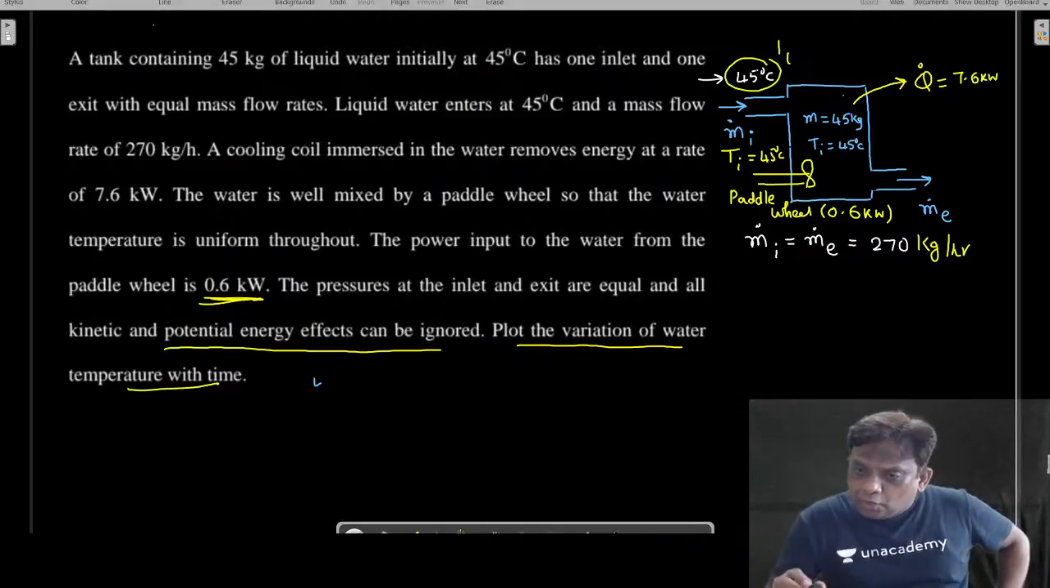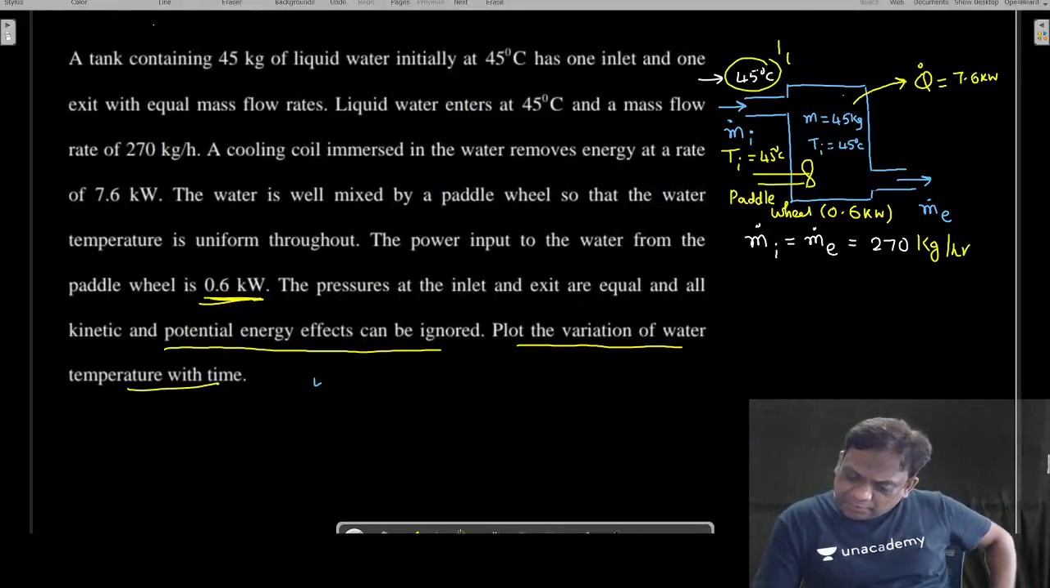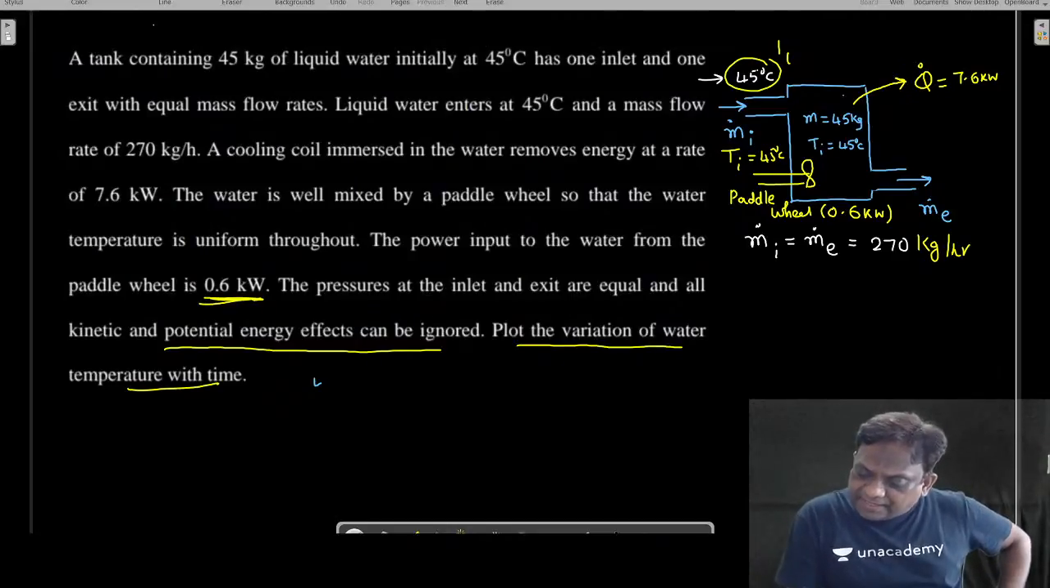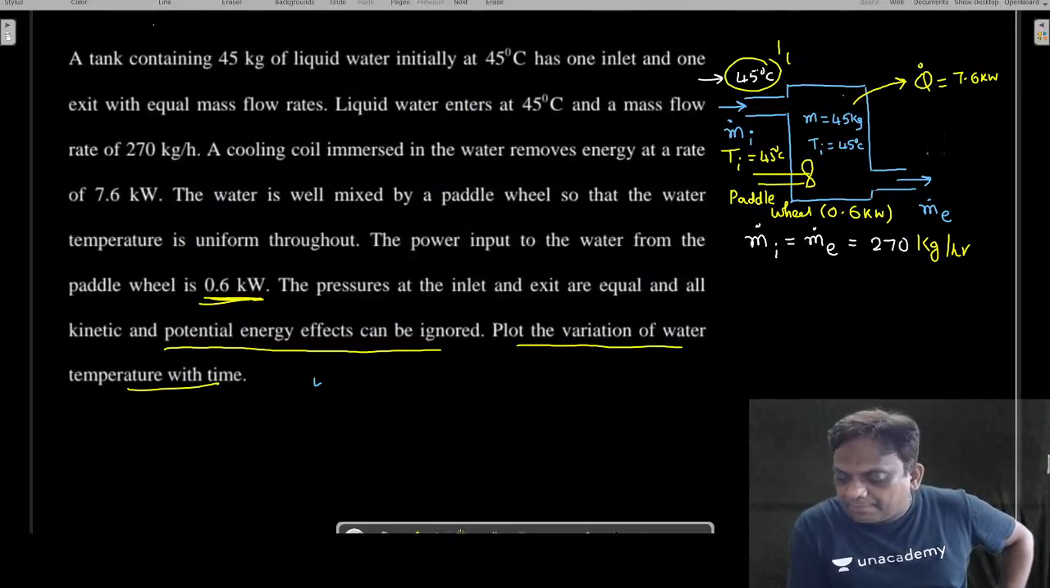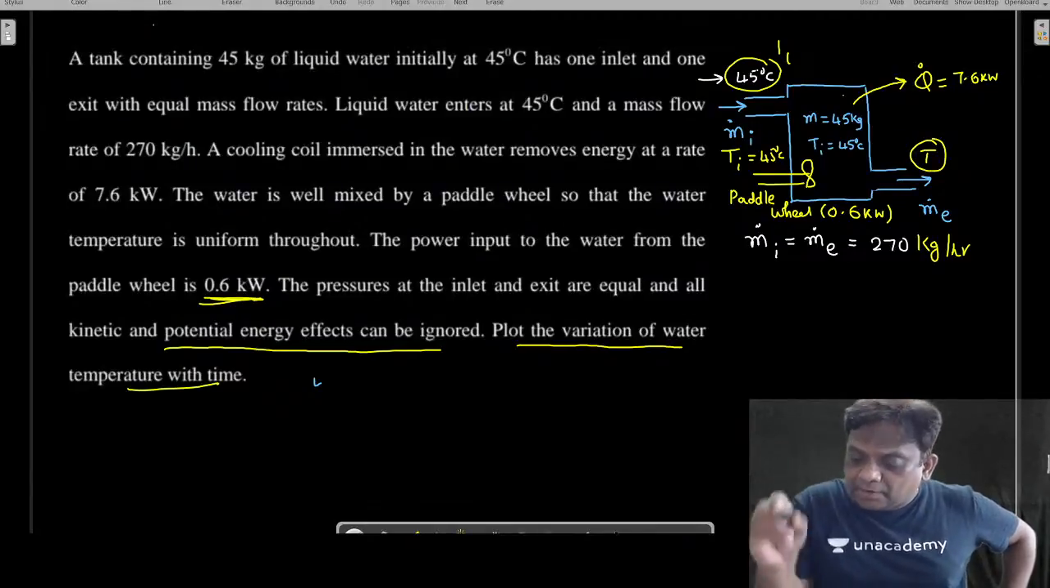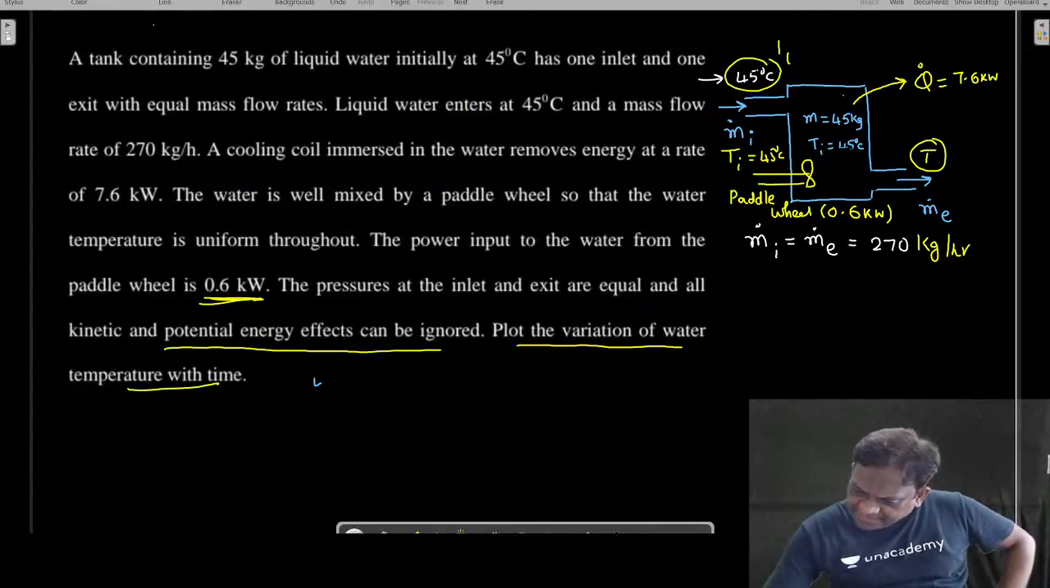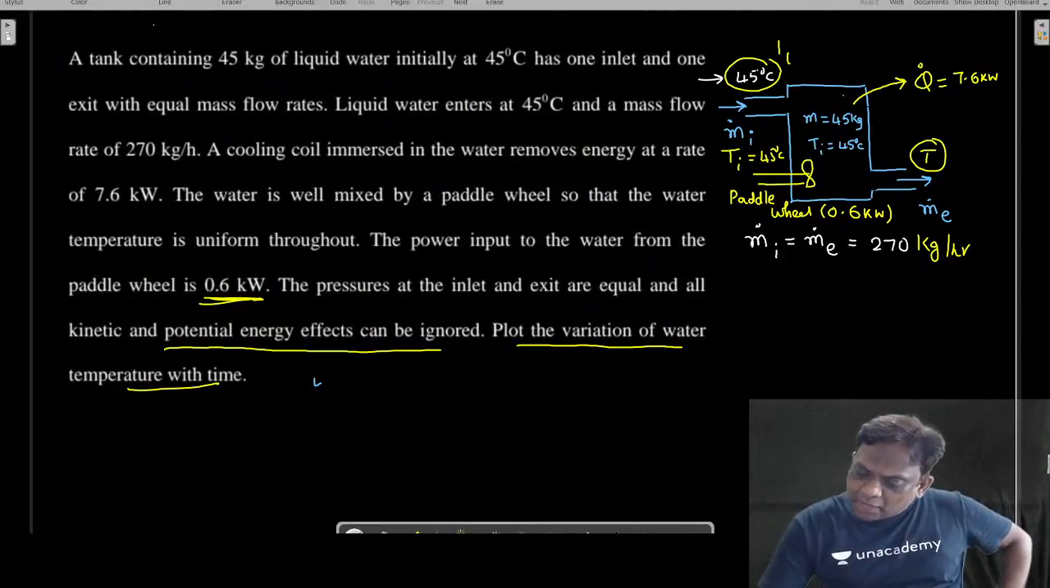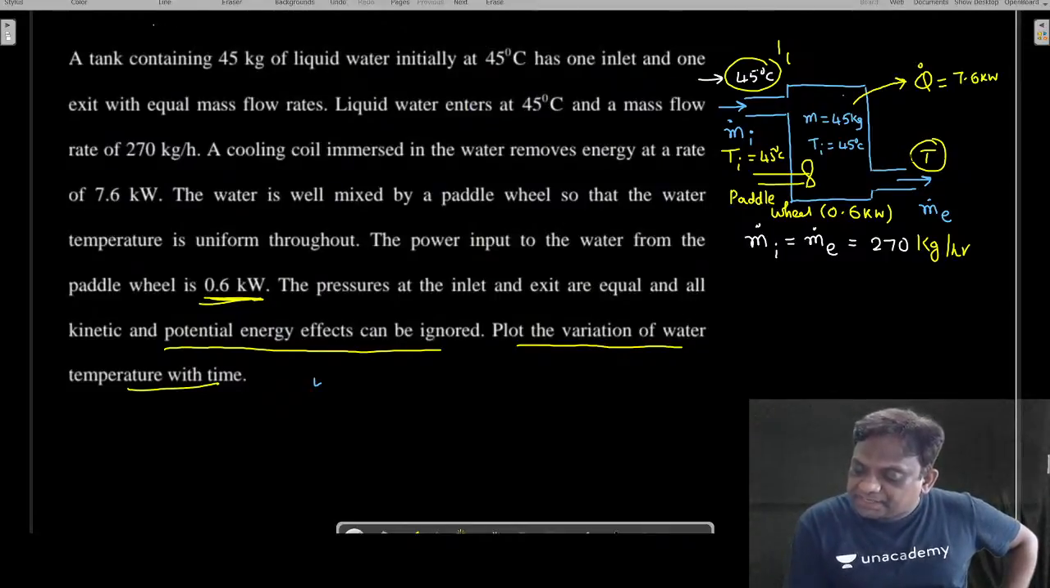So you know, my dear students, there is work input, there is heat rejection. So definitely when it is leaving, I don't know the temperature. What is he asking in the problem? Please understand carefully. Heat is rejected and work is done on the system. Because of energy interactions, this temperature is varying. He is asking the variation of this exit temperature with time.